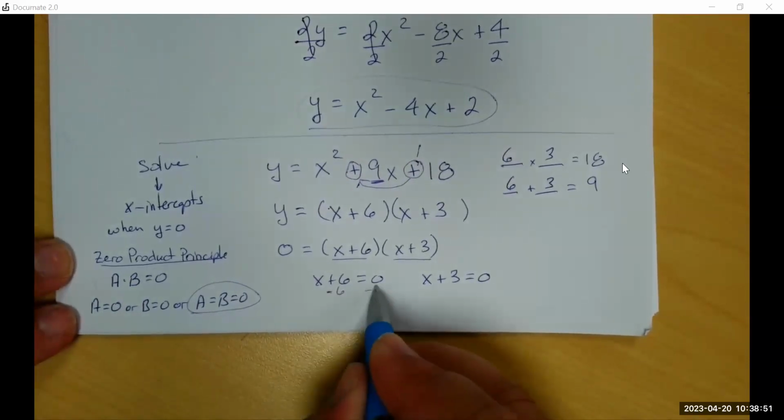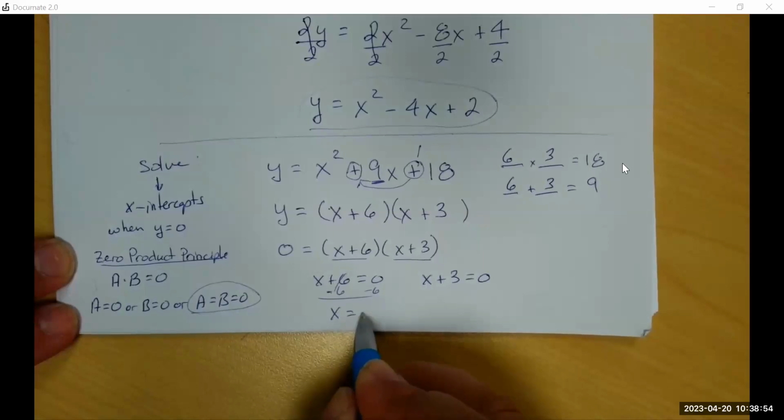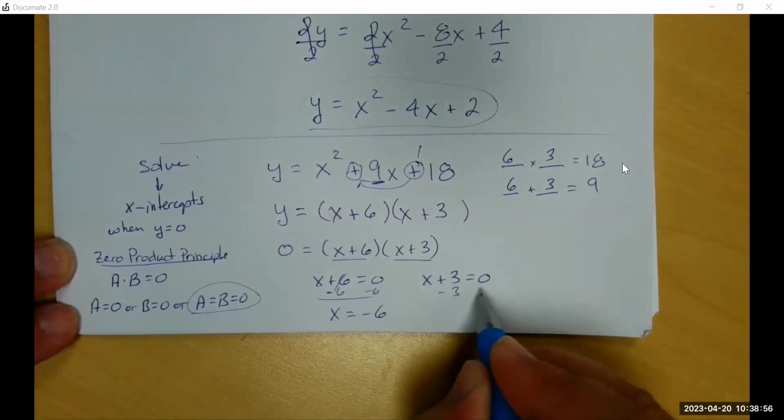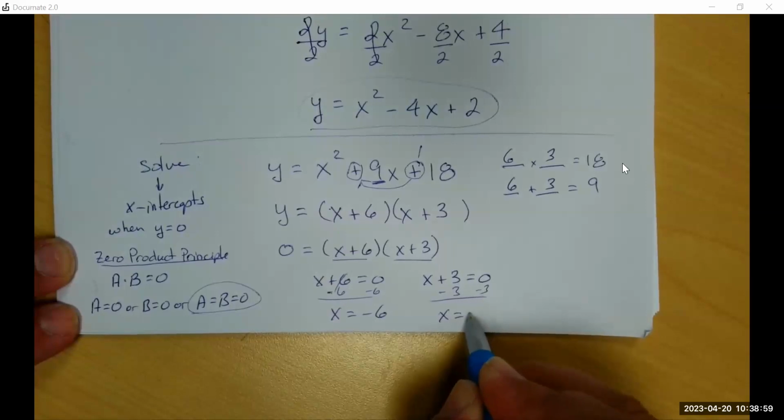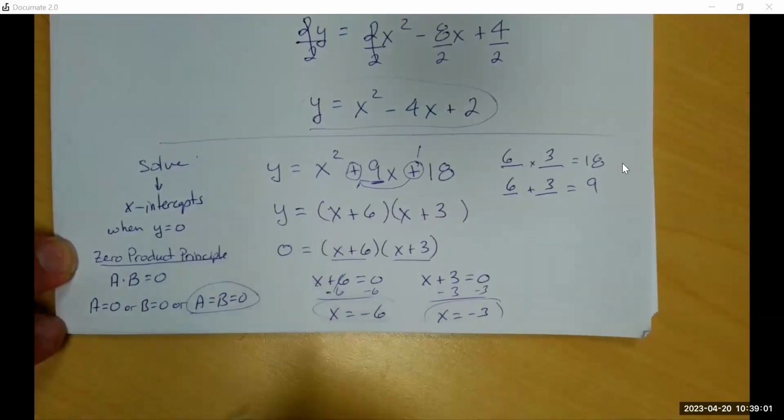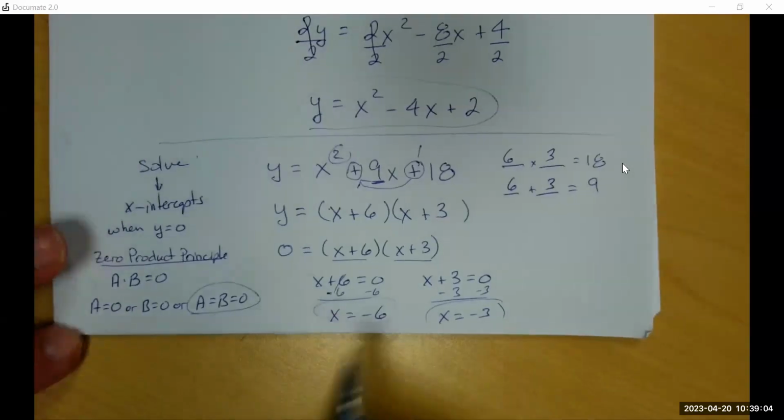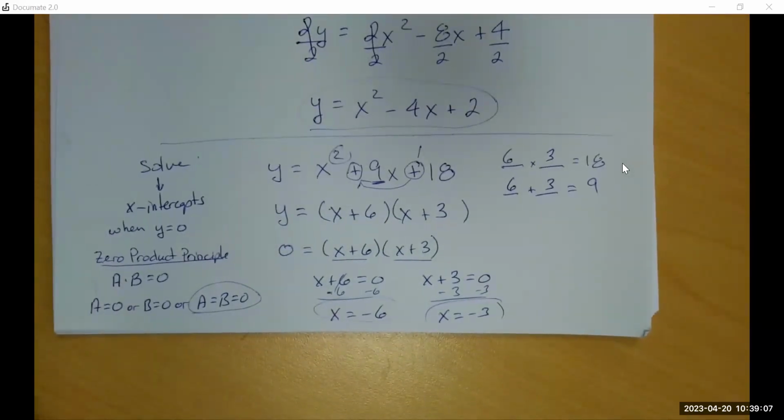So subtract 6, x equals -6, subtract 3, x equals -3. These are my solutions. I'm supposed to have 2 solutions, and I have them. Those are my solutions. So once you factor them, take the factors, set them equal to 0, and that'll give you your solutions. Let's look at another one.